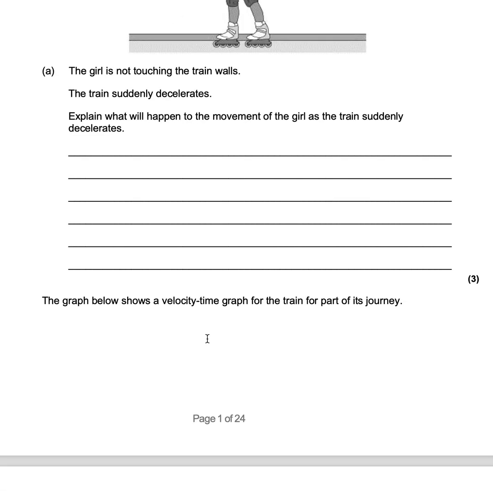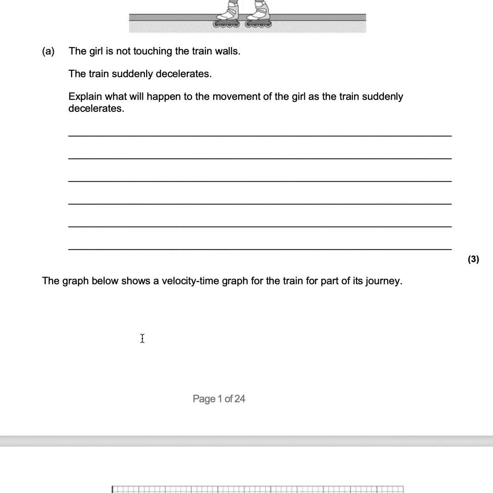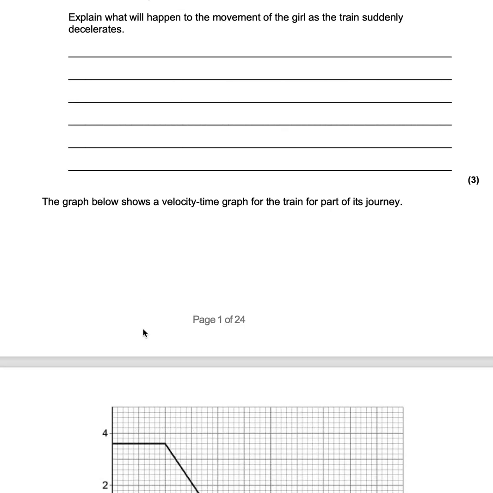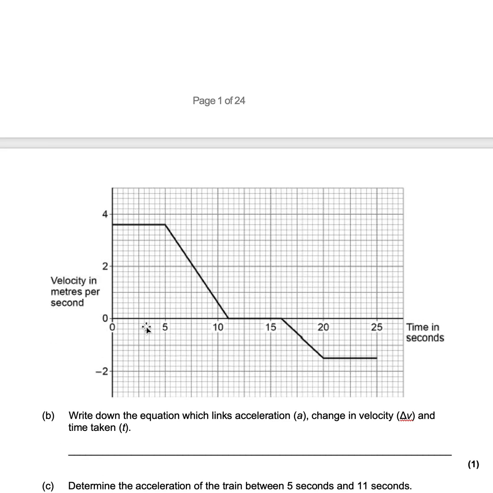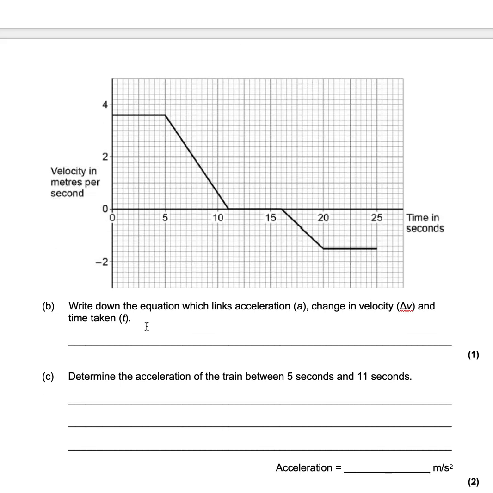Then we've got the graph below shows a velocity time graph for the train for part of its journey. So here is our graph, velocity in meters per second, and then you've got time in seconds on here. So write down the equation which links acceleration, change in velocity and time. That is on your equation sheet for 2022 only. Change in velocity divided by time.